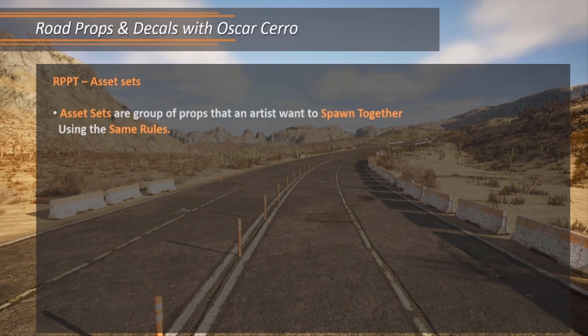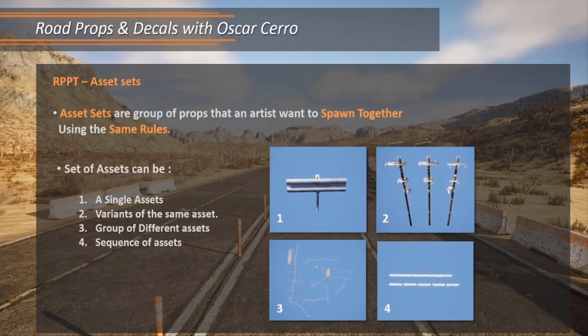But first, I need to mention what a set of assets is. A set of assets is a group of assets that an artist wants to spawn together under the same rule. These normally range from single assets, variants of the same asset, groups of different assets, or even sequences of assets.